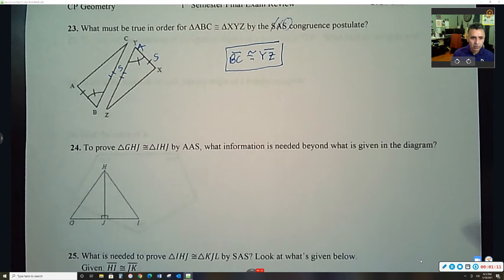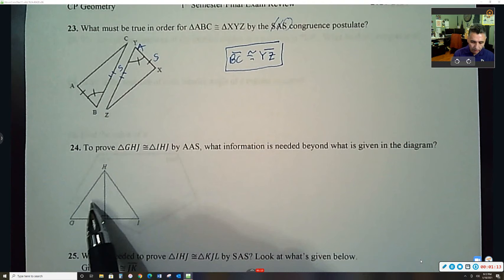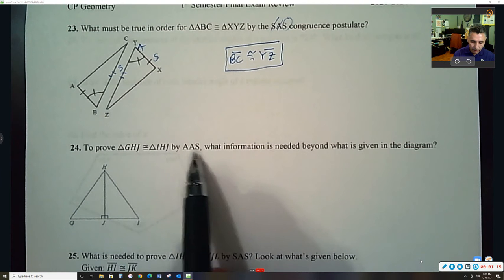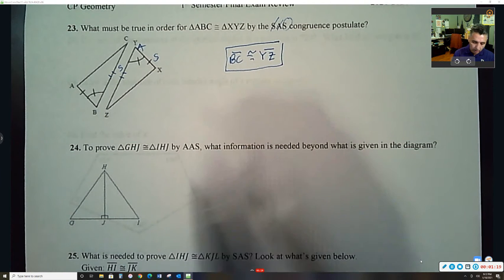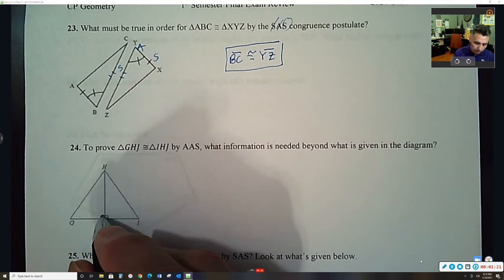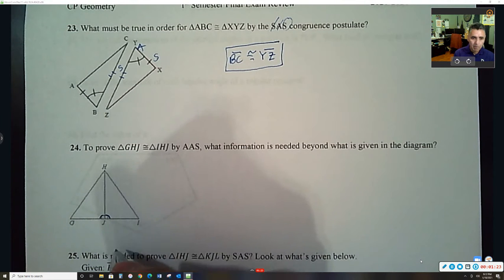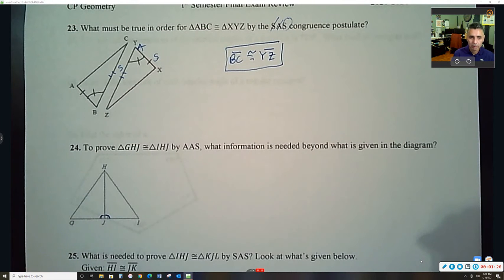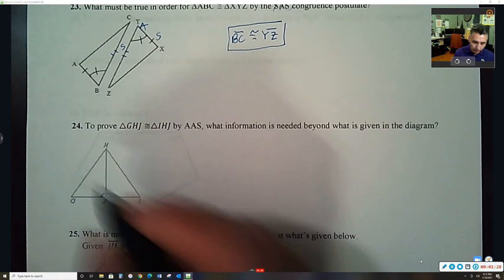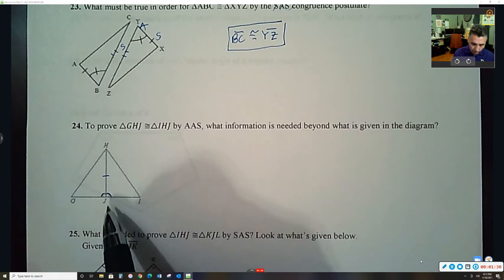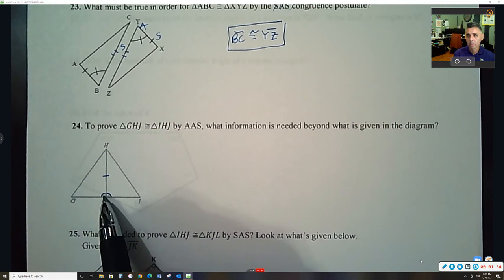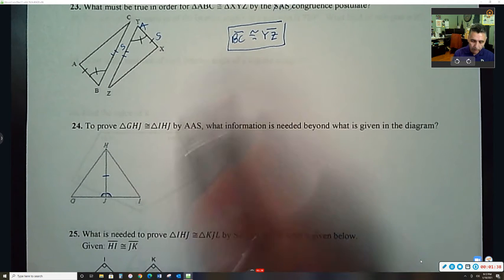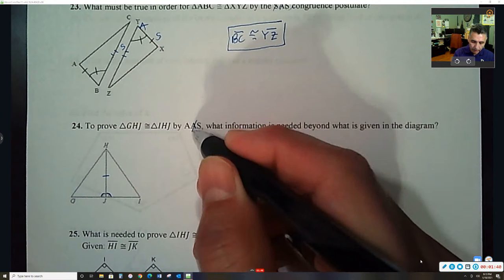24 is similar to 23. It says if I want to prove these two triangles by angle, angle, side, what information is needed? Well, we know these two angles are congruent because they're both 90-degree angles. And then we know this side is congruent. HJ is congruent to HJ because it's the reflexive side, right? And so we have two things right now, an angle and a side.